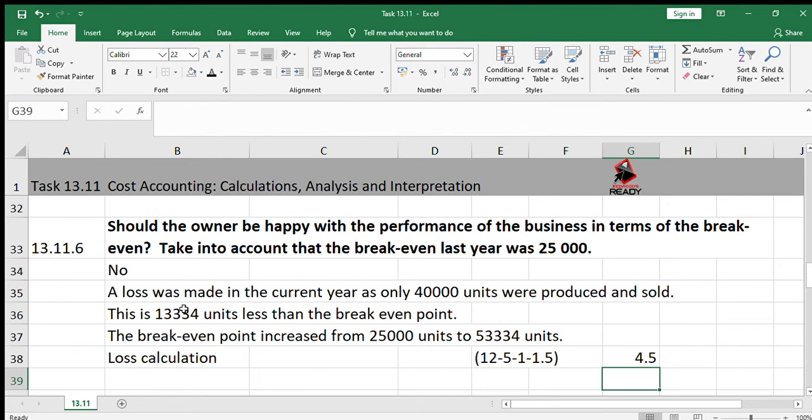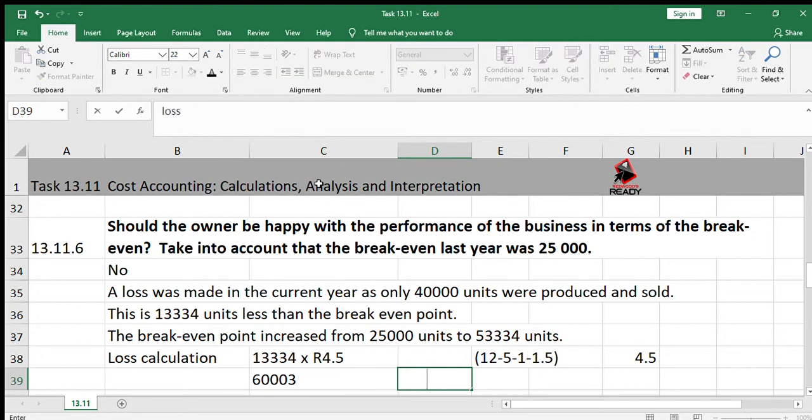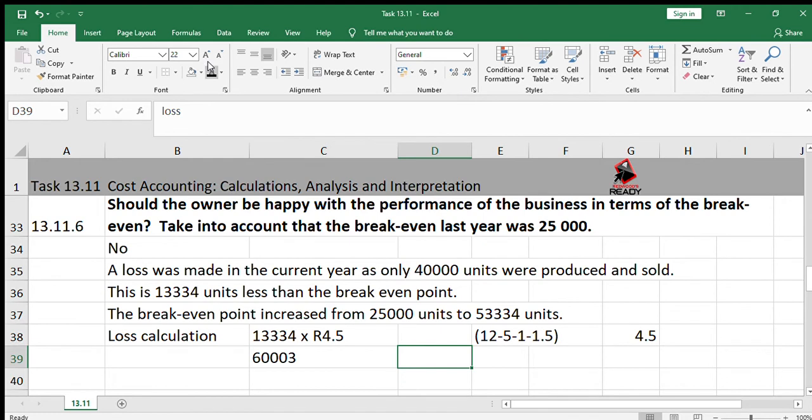Okay, so we'll take 13,334 units. Remember, this is the difference between the number of units which were produced and the break-even point. And we multiply it by this that we've calculated, 450. And that gives us an answer of 60,003. And this is the loss which was made by the business. Okay, so this is an extension. You don't have to do this, but you can.